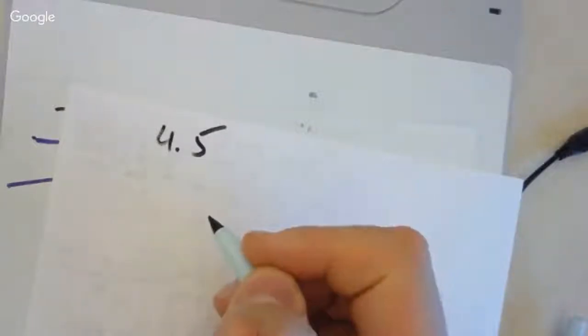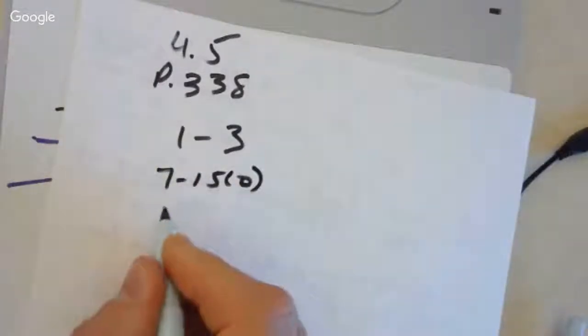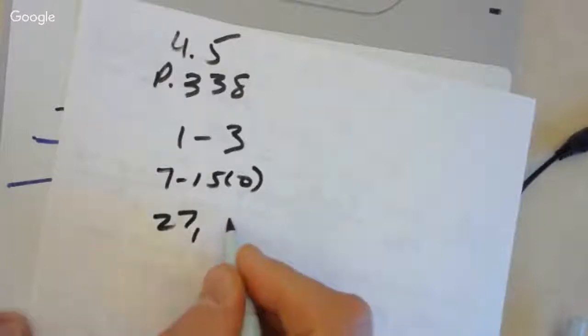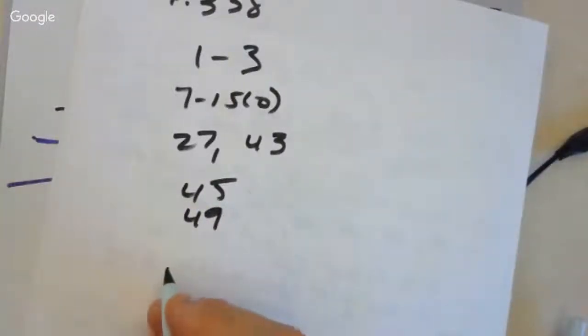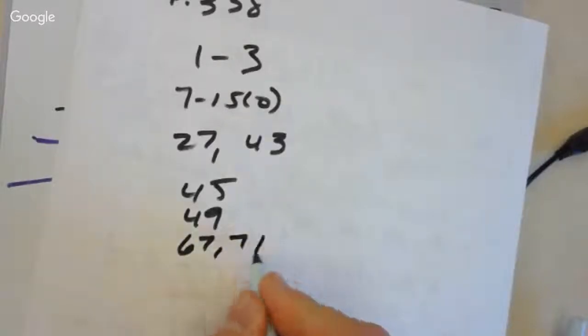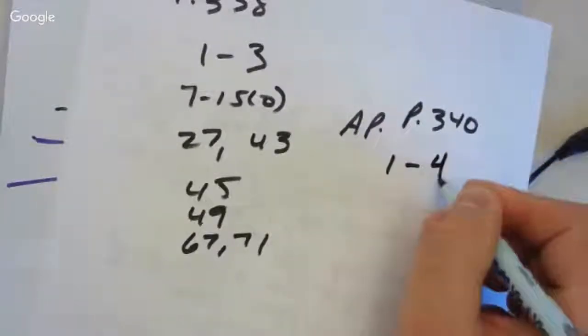So your homework is in 4.5. I will also text it out. You need to do it. It's on page 338. 1 through 3, they're all true and false. 7 through 15, the odds. And then what else did I give you? 27, 43, 45, then a real bugger, 49, 67, and 71. I picked really good problems. I brought the calculator with me to the assembly. And then the AP ones on page 340, 1 through 4.